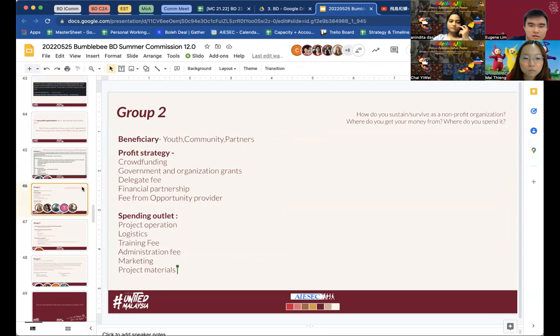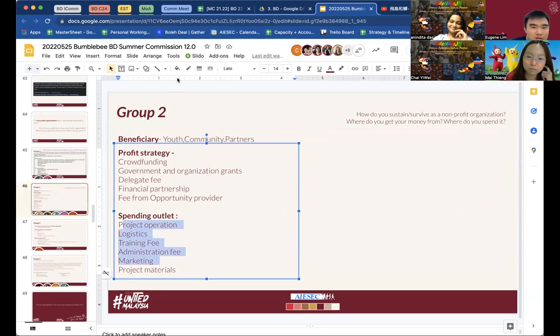So group 2, they copy pasted one of the messages I put down in the previous R&D. So I think it's good to just use that when you're mentioning where you're spending from.